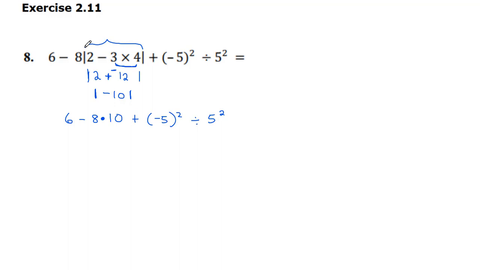Now we can do exponents. So I'm going to take a look at the negative 5 squared. This means negative 5 times negative 5, which is a positive 25. And then our 5 squared is just 5 times 5, which is also a positive 25. So I'm going to write the division there. Plus 10, multiply 8, and then 6. So now I have 6 minus 8 times 10 plus 25 divided by 25.